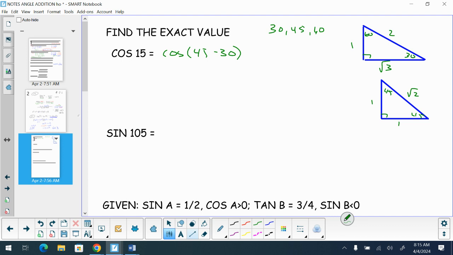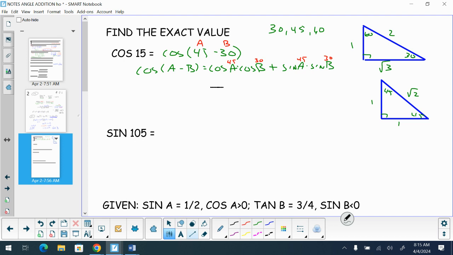Now, looking at the sheets, we have cosine of two angles being subtracted. From the front side, when I have two angles being subtracted, cosine A minus B is cosine A, cosine B, minus sine A, sine B. Well, my A value is 45. My B value is 30. So we have 45 here, 30 here, 45 here, 30 here.